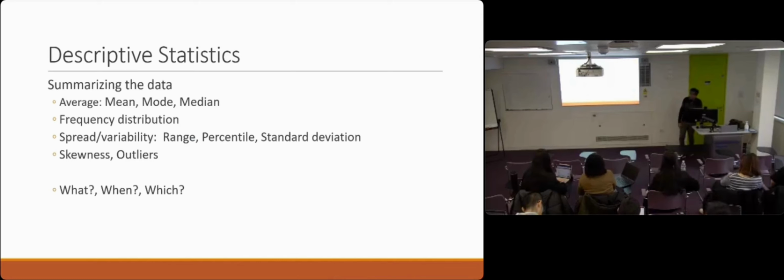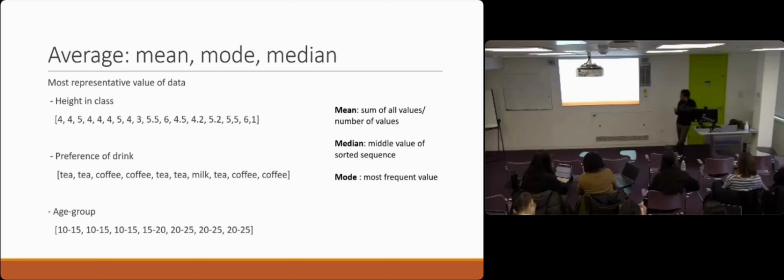All right. So now let's go to descriptive statistics. So what is average, frequency distribution, and spread, skewness. The basic theory you all know, but we'll talk about which to use, why to use, and when they can fail, right? So for example, this is the height of people in a class. Just to clarify, mean is the sum of all the numbers divided by the total number, right? Median is, you put them in order and take the middle value. Mode is the most frequent value, right? I hope everybody knows how to calculate that.